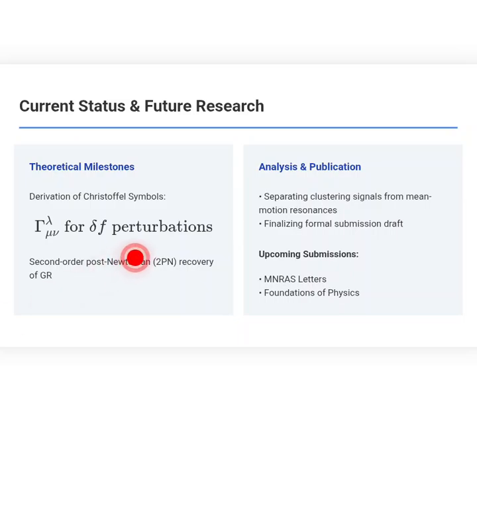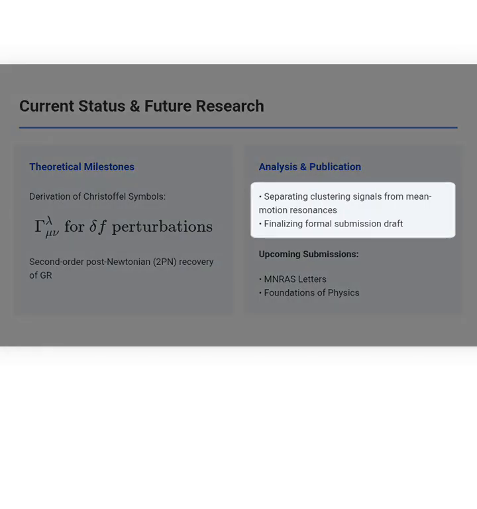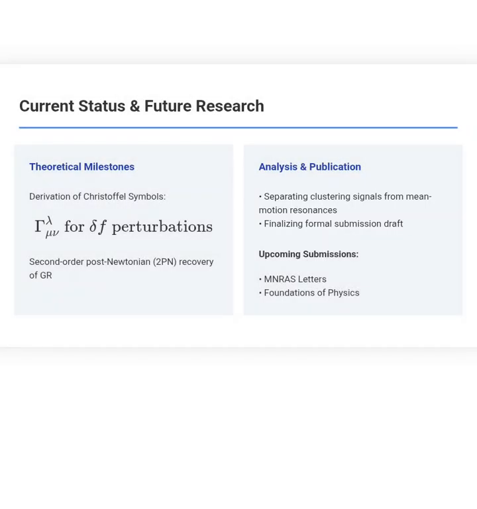Crucially, this derivation has allowed us to confirm the second-order post-Newtonian recovery of general relativity. This is a big win because it proves that HSG doesn't break the classic tests of gravity that Einstein already passed. On the observational side, our primary challenge right now is noise reduction. We are working on separating the specific phi clustering signals from standard mean motion resonances. Think of it as tuning a radio to find a precise frequency amidst a lot of static.